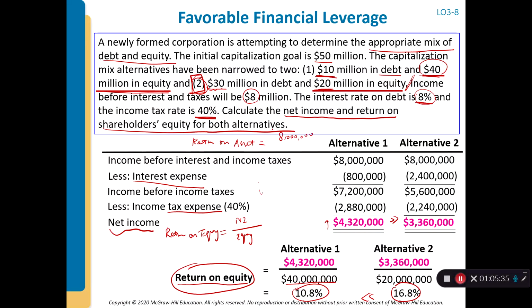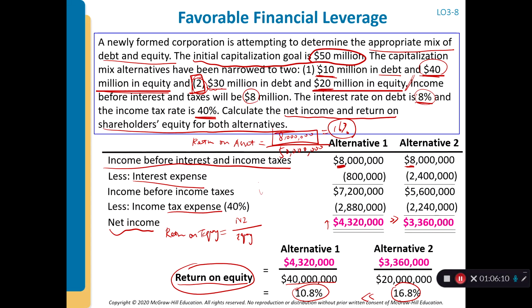Okay, so because you're generating 8 million of net income, and your capital right here, your initial capitalization, is 50 million. So therefore, the return on asset is going to be 16%, right? So net income before the interest expense is 8 million, divided by the total asset of 50 million. So therefore, your rate of return on asset is 16%.